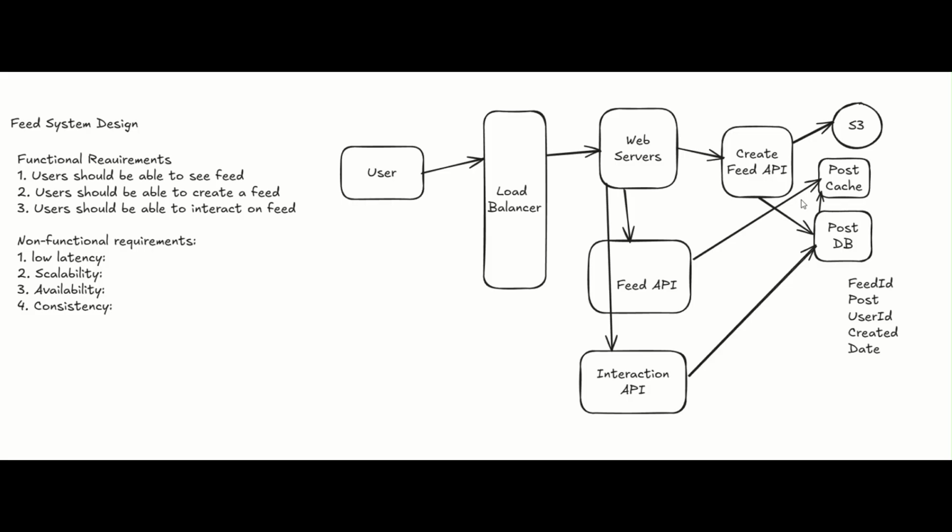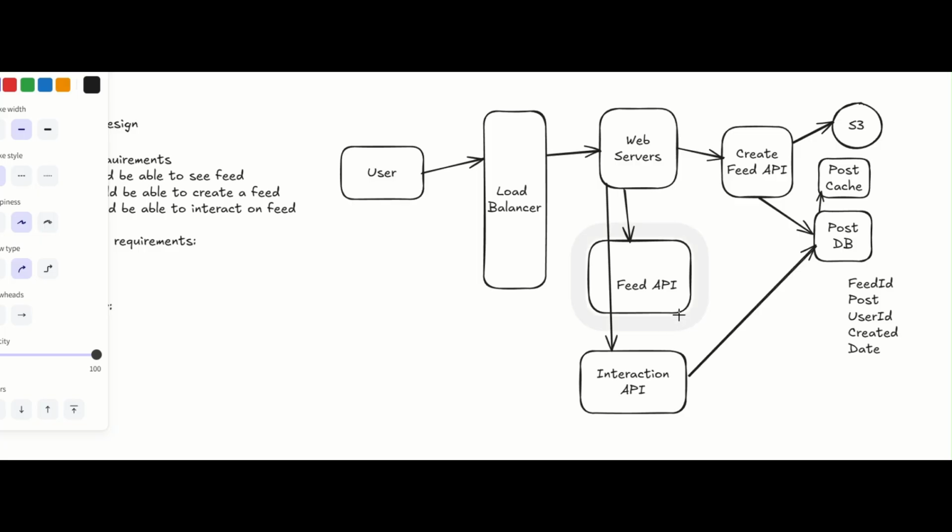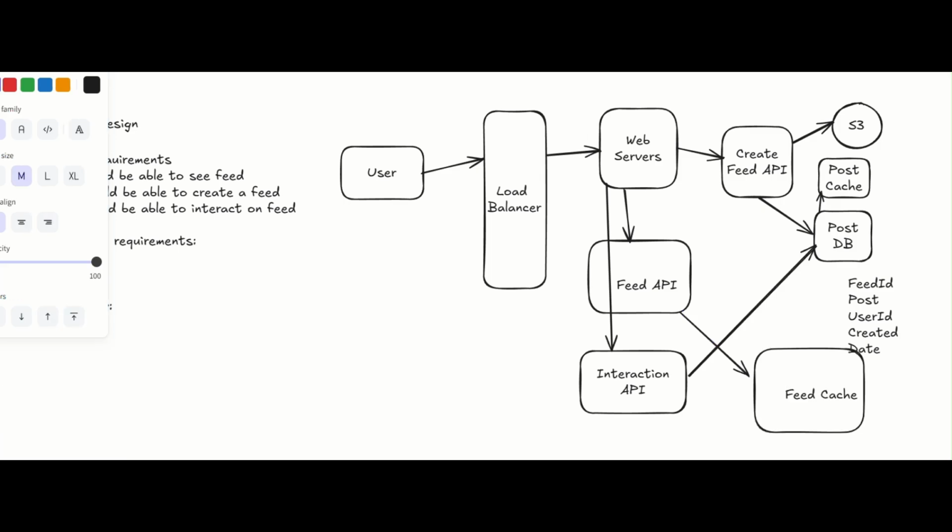So how do we change in these cases? I will remove this connection here from feed API to post cache. Instead of this, I will say the feed API will get data from feed cache, and feed cache will retrieve data from the post database.